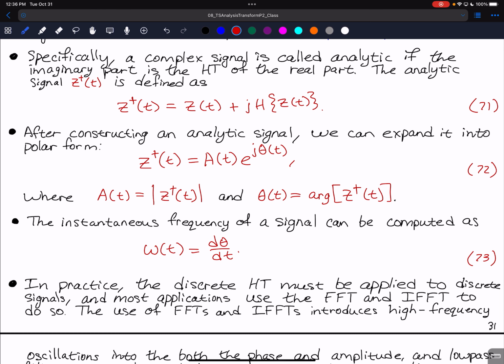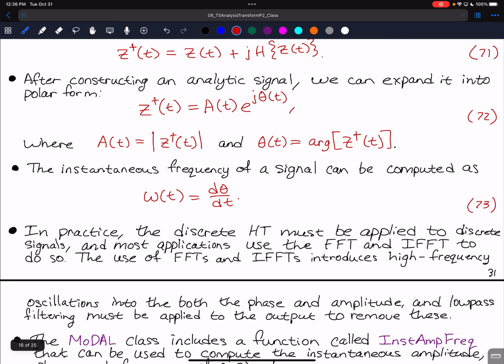Okay, so in practice, the discrete Hilbert transform has to be applied to discrete signals, just like we apply the discrete Fourier transform to discrete signals. We're not going to go into the algorithms that compute this, but most of them rely on Fourier transforms, specifically FFTs and IFFTs, and doing so actually ends up introducing high-frequency noise or oscillations into the output, meaning that in our instantaneous amplitude and instantaneous phase, you're going to end up finding these high-frequency oscillations, and we end up having to apply low-pass filtering to that.